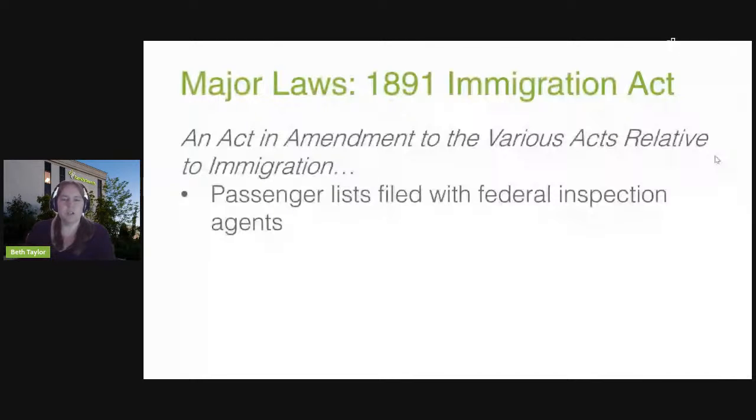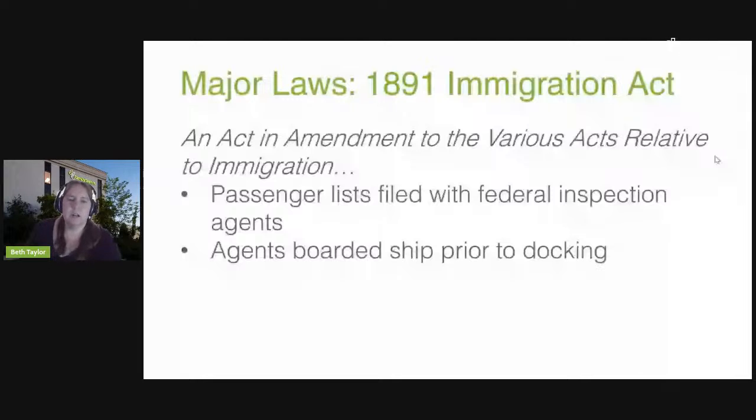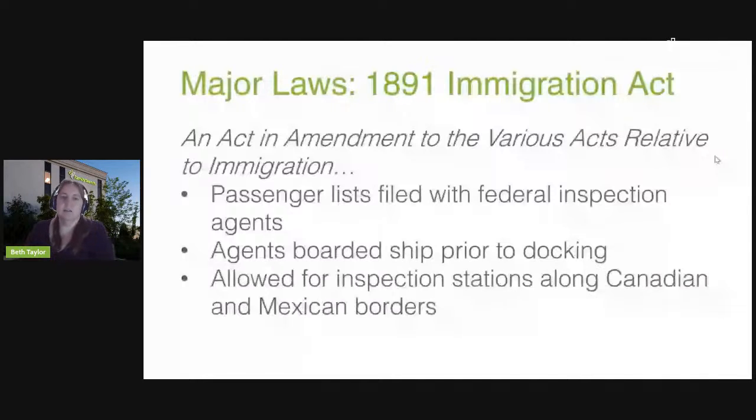These federal inspection agents had actually been around since 1855, an act that was passed in 1855. But at that point, they had been inspecting the ships. Starting in 1891, they start inspecting the people. So that traditional Ellis Island story we tell, that they had to come and be inspected and their health was checked, that's what this act instituted. Those agents would actually board the ship prior to docking and make sure that the passenger list was thorough and complete and everything was above board.